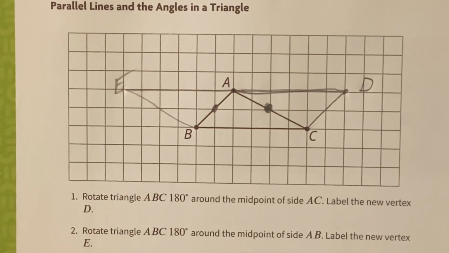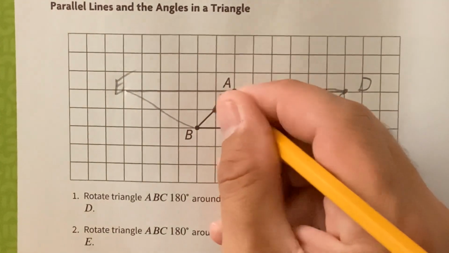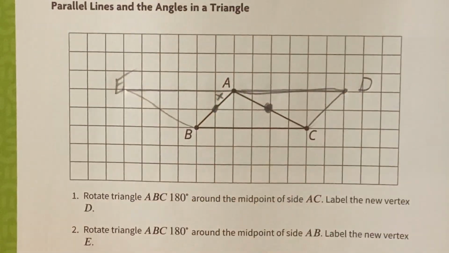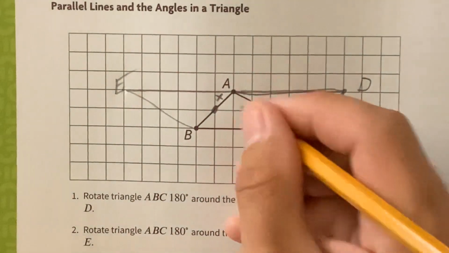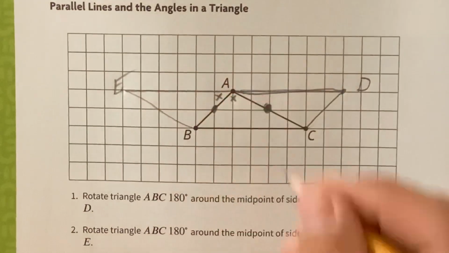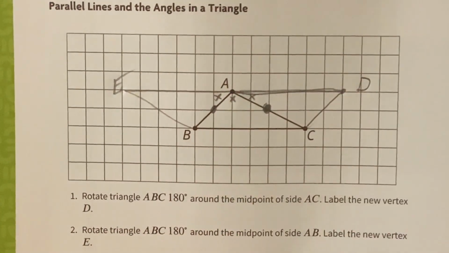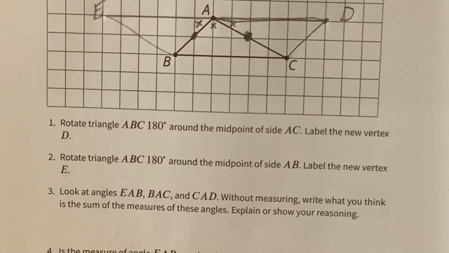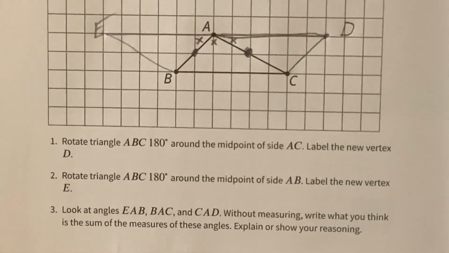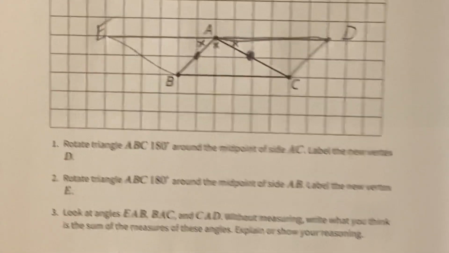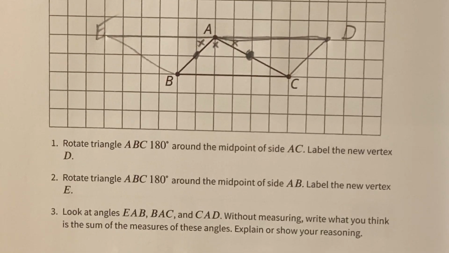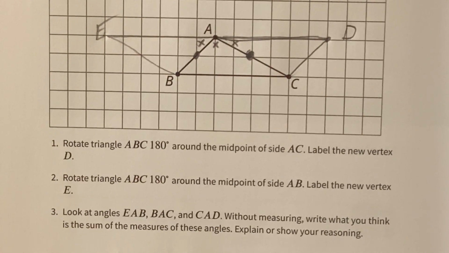Look at the angle EAB, that'd be this guy. BAC, that'd be this guy. CAD, that would be this guy. Without measuring, what do you think the sum of those are and why? Addie, what do you think? Those 3 will add up to.